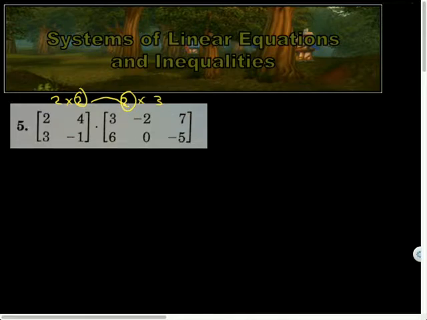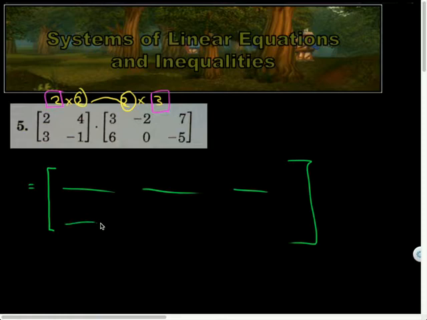And then our answer matrix is going to be what size? 2 by 3, right? It's the outer dimensions that make up our answer matrix. So I'm expecting a 2 by 3, with 2 rows and 3 columns. So let's start filling these out.